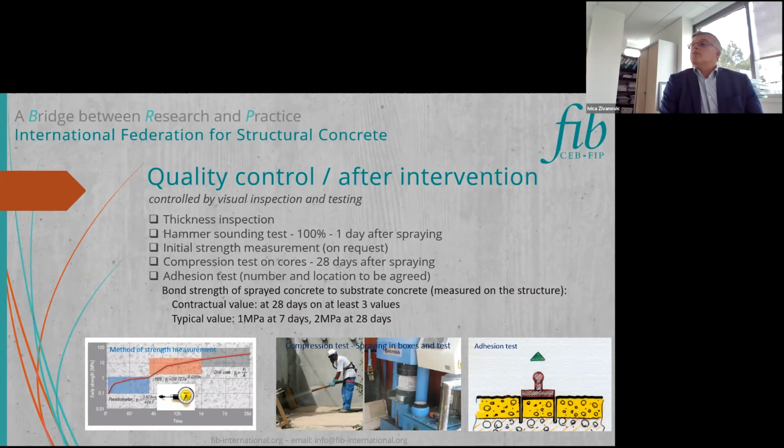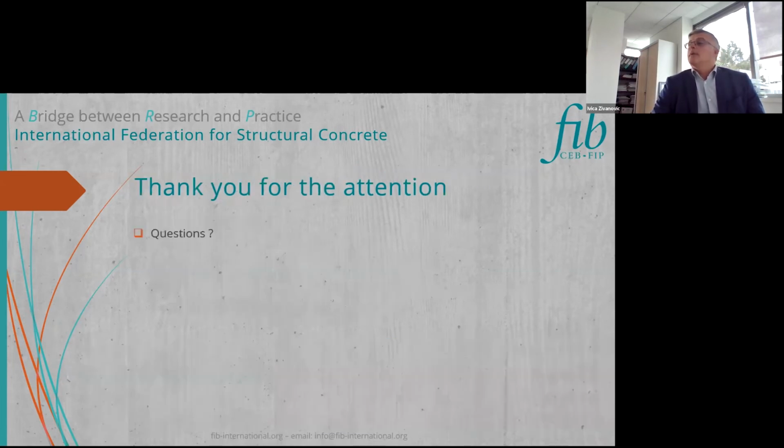The compression test at 28 days after the spraying, the adhesive bonding strength, and I put some typical values, which are 1 megapascal at 7 days, 2 at 28 days, and it is generally carried out or obtained with at least 3 sampling tests. Oh, maybe I am a little quick. I don't take it into account.